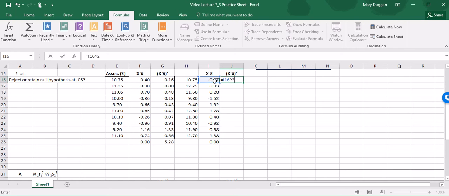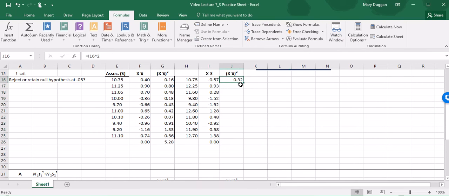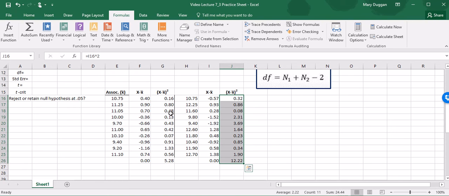Square 2. Somehow we're winding up with way too many decimals yet again. And there we go. Drag these down. I'm going to sum them up. And the sum of square deviations for the second group is 12.22.